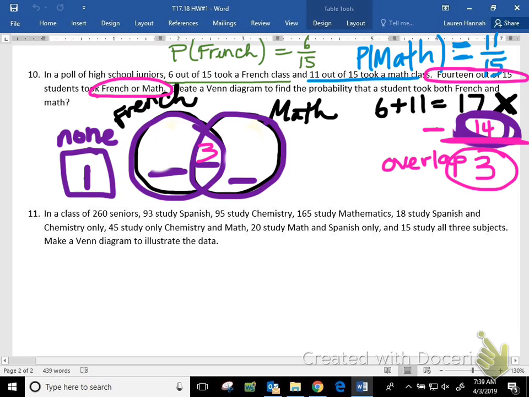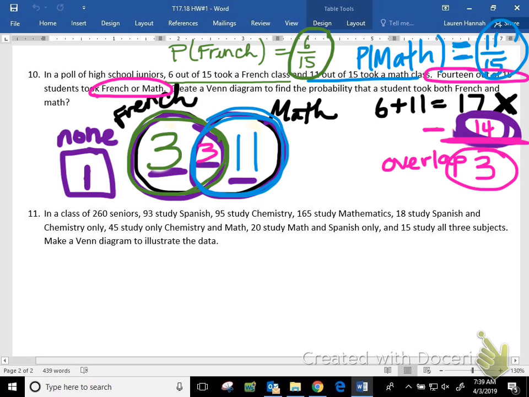Then, based on the first probability we discussed, the probability of someone being in French is 6 out of the 15 people. So this entire green circle should add up to 6. That's going to put 3 remaining students there. And then in the blue circle for math, the probability someone was in math class was 11 out of 15. So that's going to put the remaining 11 students there. If you notice, this 3 plus 11 does add up to the 14 students that I was given. Then if I add the additional 1, that gets me up to the 15, which is the entire class.